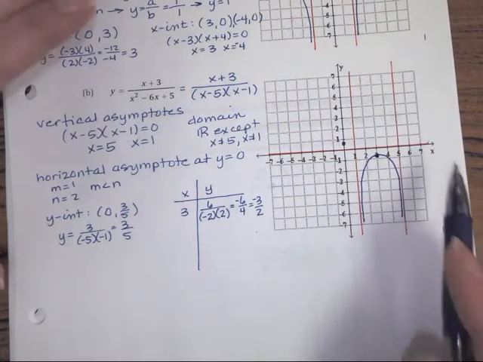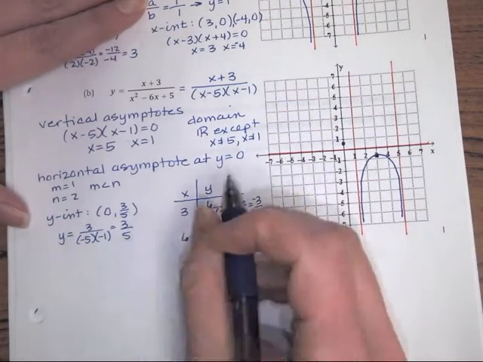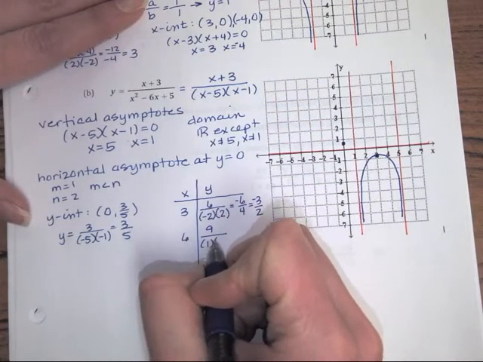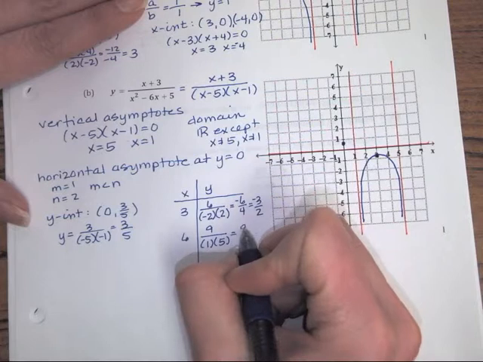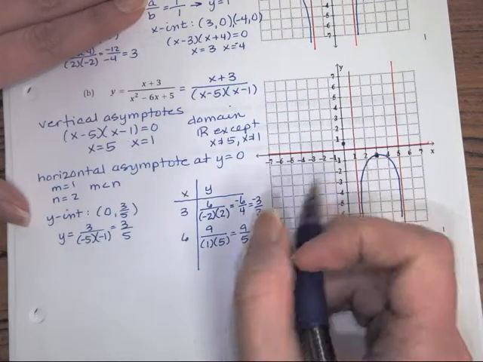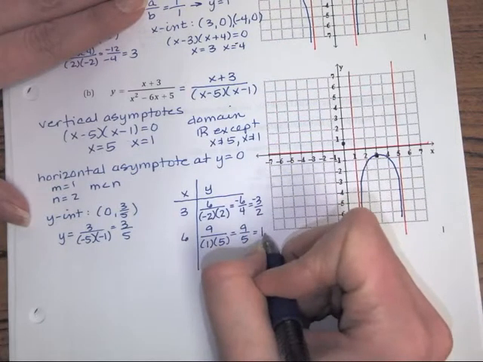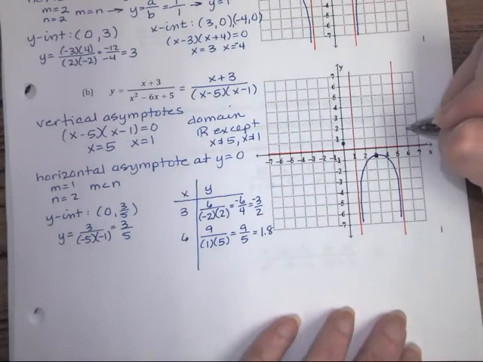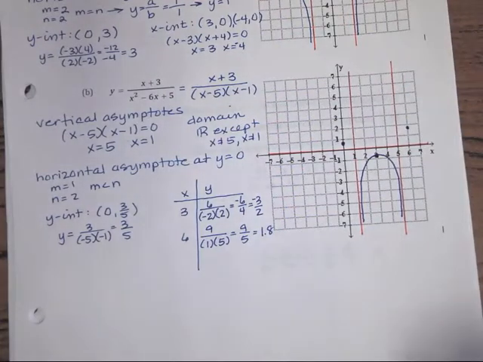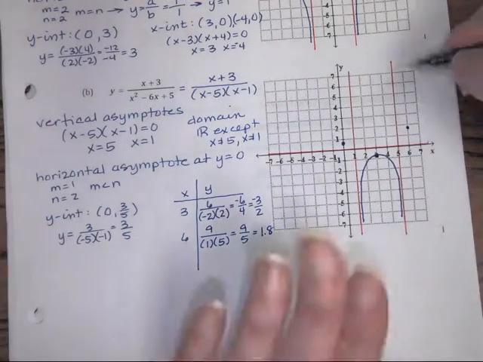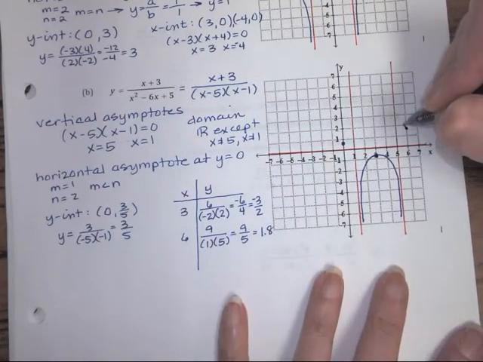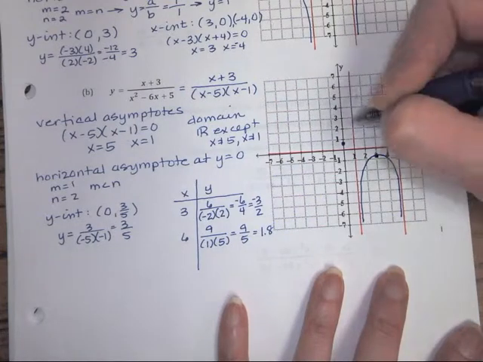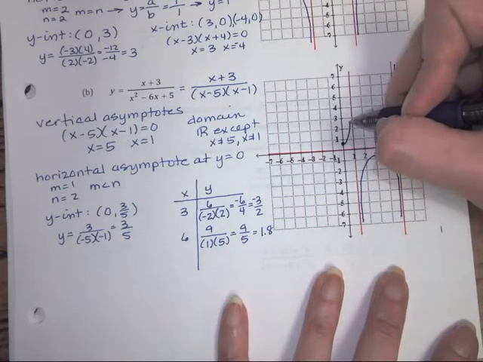Let's find out what's happening at 6. So at the top will be 9, this will be 1, and this will be 5. So this is 9/5, which I want to say is about, what, 1.8? So 6 is 1.8, so right there. And you can do as many points as you need to until you feel comfortable about this, but I'm feeling comfortable that we've got something that looks a little bit like this.